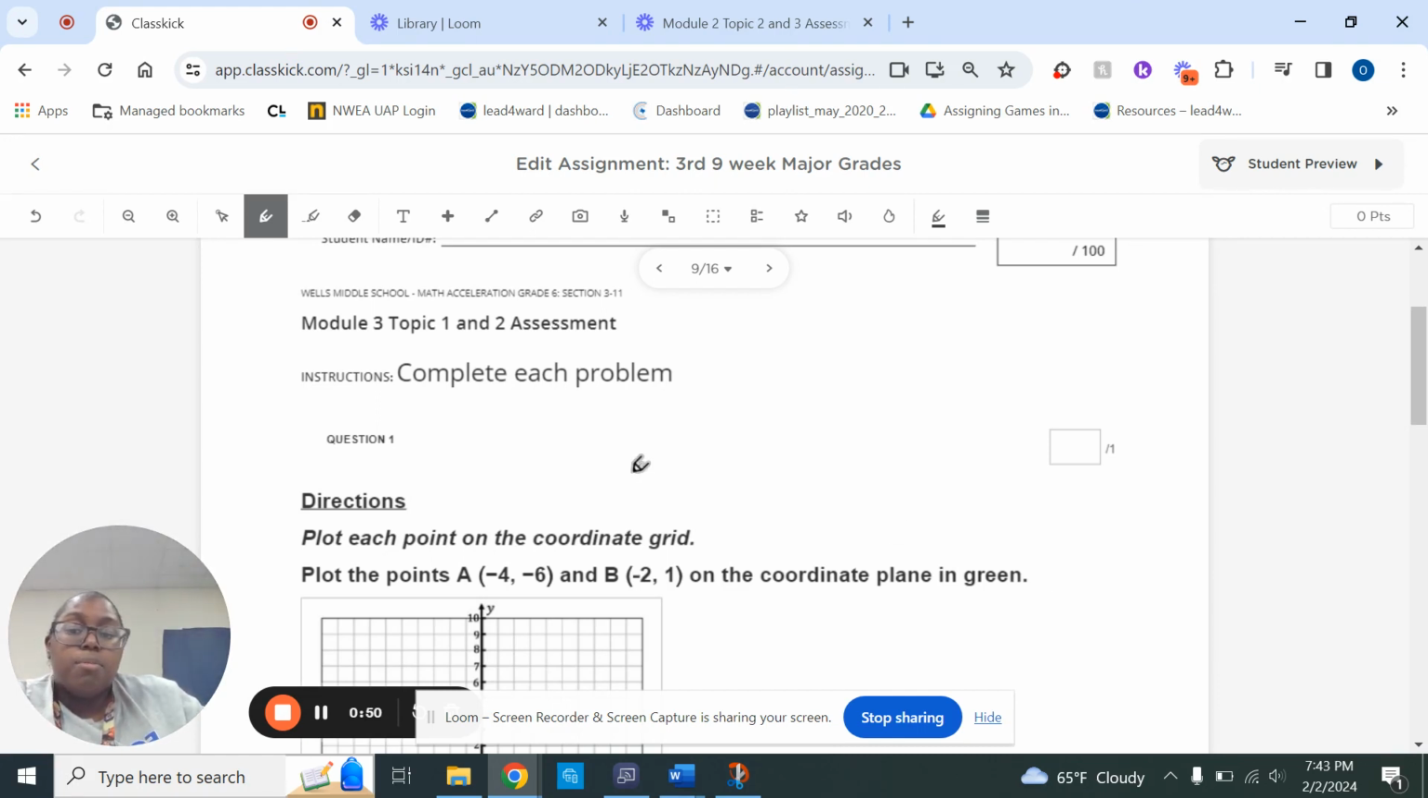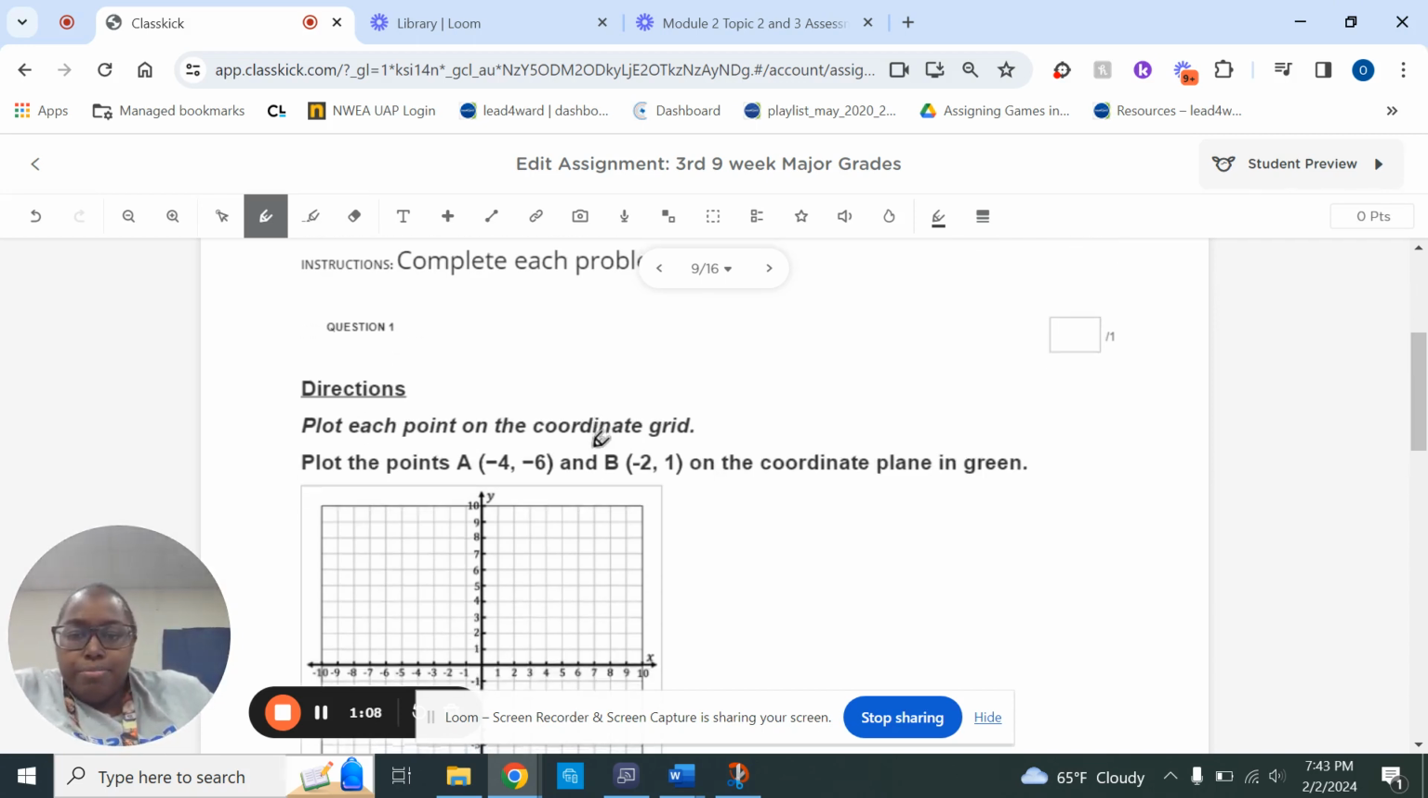So let's begin. This is the Module 3, Topic 1 and 2 assessment. In all honesty, unlike the other one, which I said was the easiest, this one really was easier than that one. So let's begin in the easiness of it. Okay, that's not a word, but let's continue.